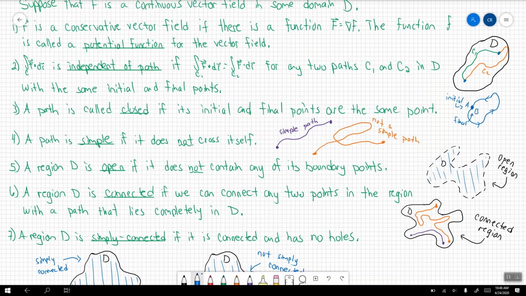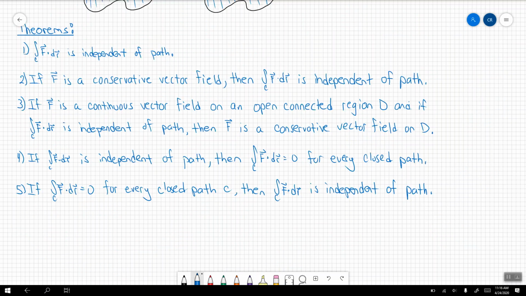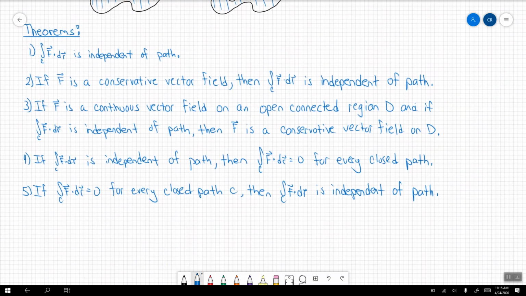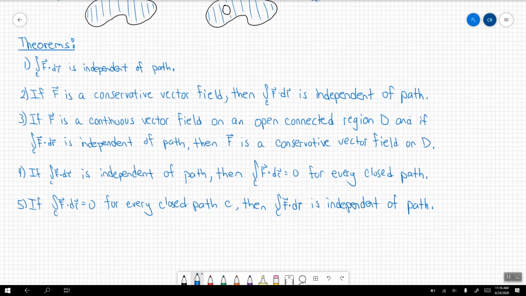Now that we have all these definitions, it's time to develop some of the theorems that we're going to be working with, because all of these definitions help us generate a whole bunch of theorems that we can then apply to conservative vector fields, or use to find conservative vector fields. So we're going to start listing some of these theorems next. Here are the 5 theorems that we're initially going to work with and talk about.